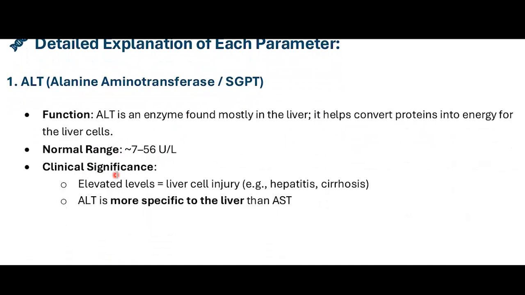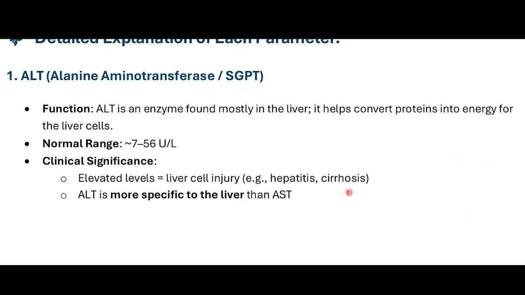And clinical significance: elevated levels of ALT in the blood show liver cell injury, for example, in case of hepatitis and cirrhosis. ALT is more specific to the liver than AST. So ALT is specific to the liver as compared to AST. AST can also rise in different conditions as well, but ALT is most specific to the liver.